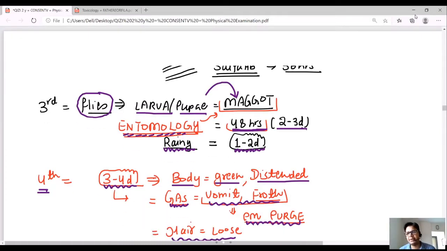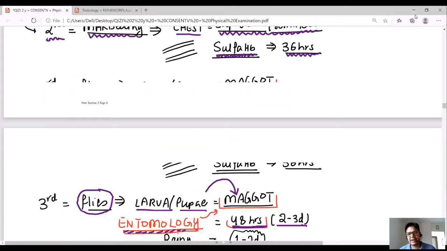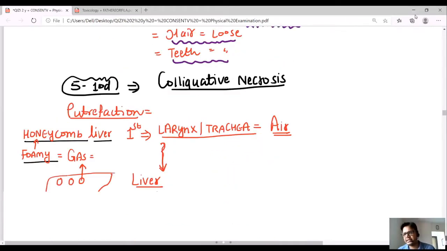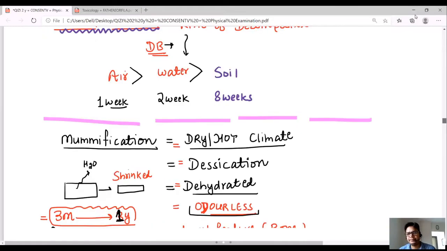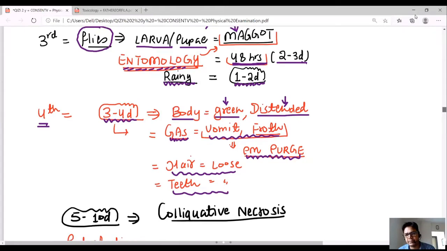Again, I'm revising, my dear friend. This is very important. Fourth change is after 3 to 4 days. After 3 to 4 days, the whole body becomes green and distended. Because of gas formation, vomiting and frothing comes out from the mouth. This is known as postmortem purge. Hair becomes loose and teeth become loose. This is the change which is seen after 3 to 4 days.